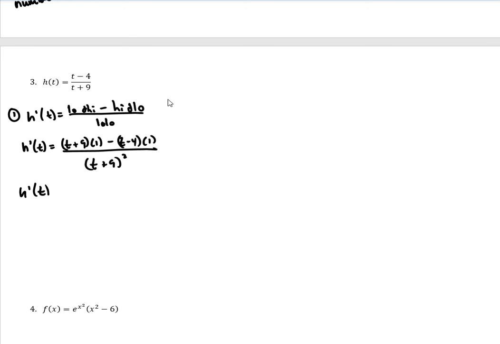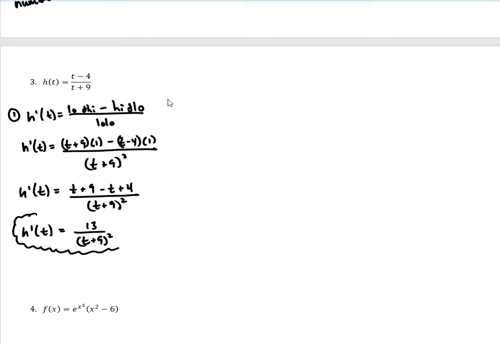And then we want to simplify that numerator. So we have h prime of t is, well, the 1 distributes. We'd have t plus 9. The negative distributes at the same time the 1 distributes. So we'd have negative t plus 4, all over t plus 9 getting squared. Okay, and then look at the numerator and we see, oh, t minus t is 0. 9 plus 4 is 13. So we have h prime of t equals 13 over t plus 9 squared. And then that is our fully simplified and factored derivative. So we found it. That's it.